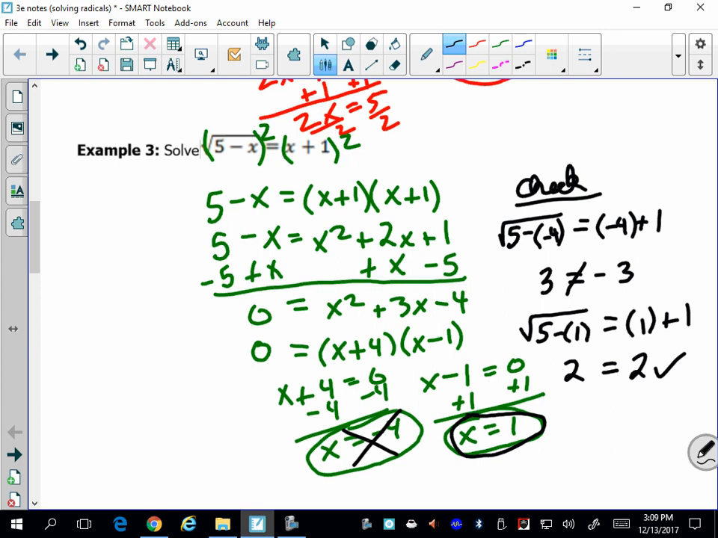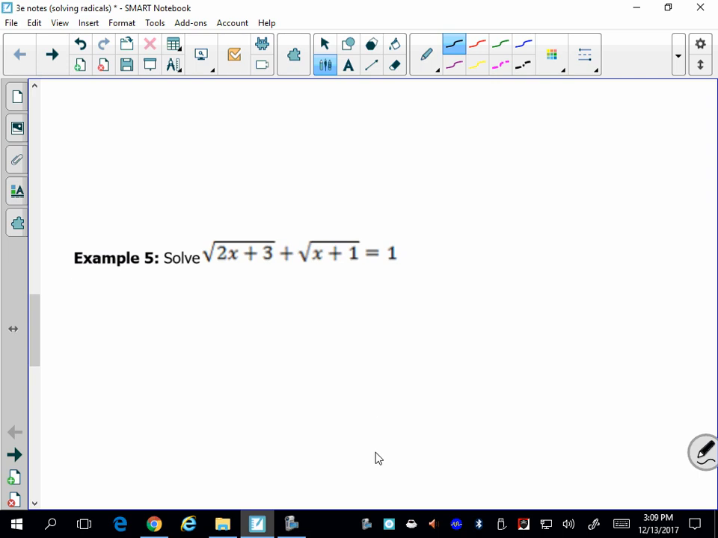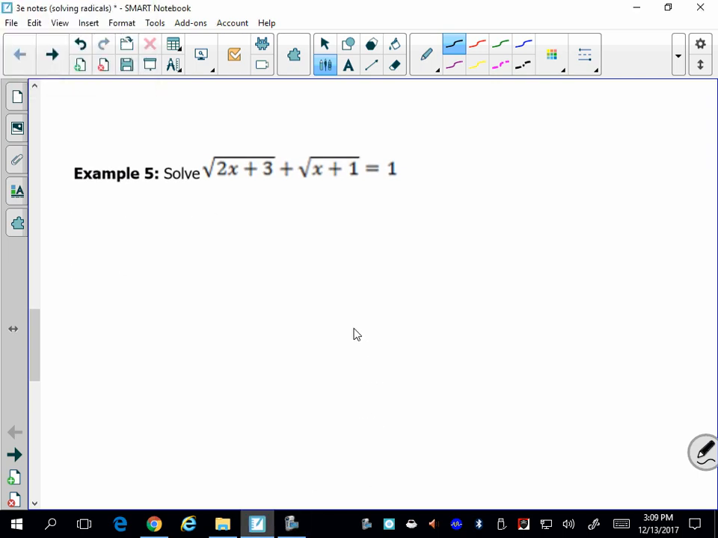Moving on to, let's go past example 4. We'll go to example 5. For this one, we have 2 square roots in the problem. Isolate one of them. So you're going to have to move the other one to the other side. So we're just isolating one radical. And you get square root of 2x plus 3 equals 1 minus the square root of x plus 1.